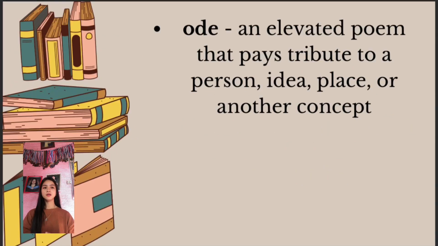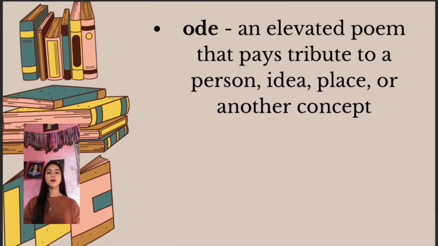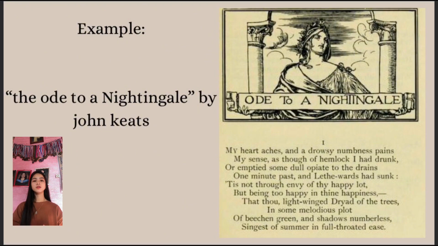Next, we have the ode. Ode is an elevated poem that pays tribute to a person, idea, place, or another concept. Ode is a type of poem that expresses strong emotion, often in a formal and elevated style. For example, we have the Ode to a Nightingale by John Keats. In this example, it is a passionate speech or song dedicated to a specific person.